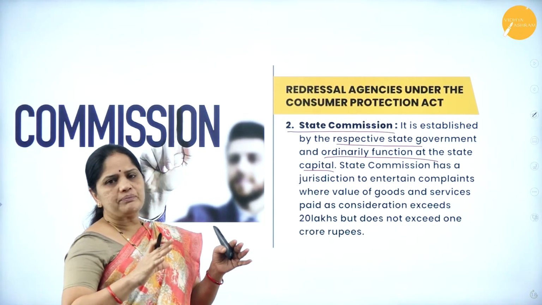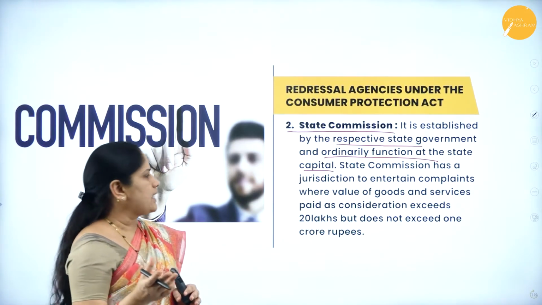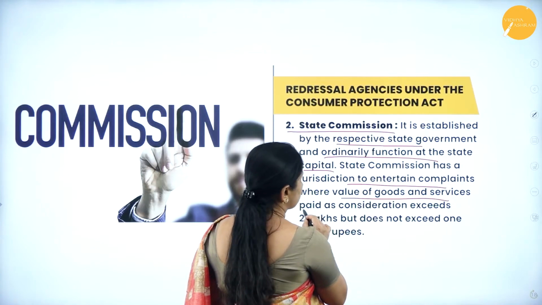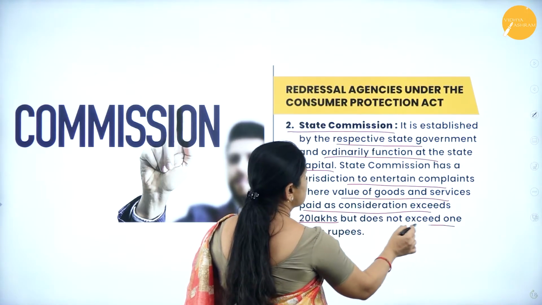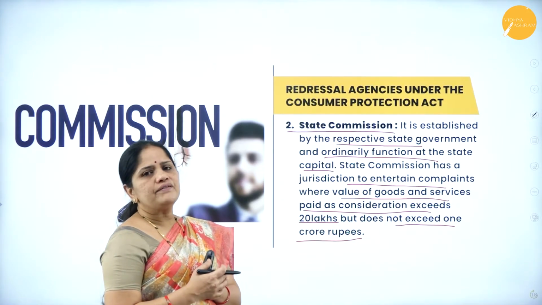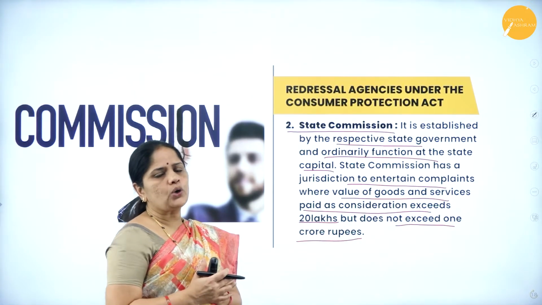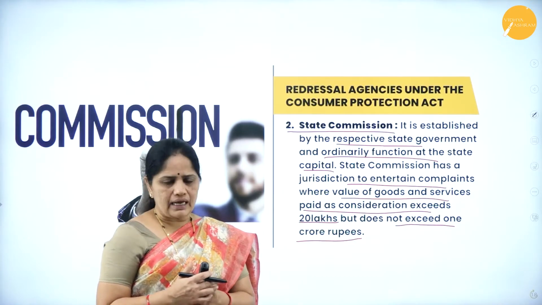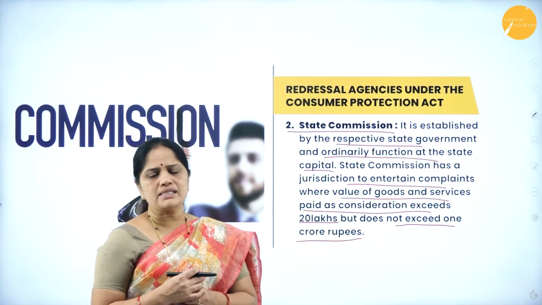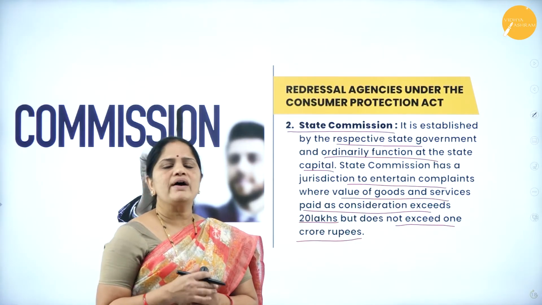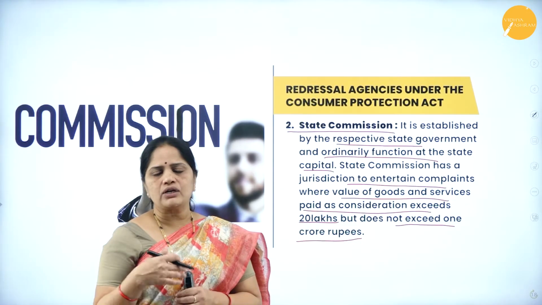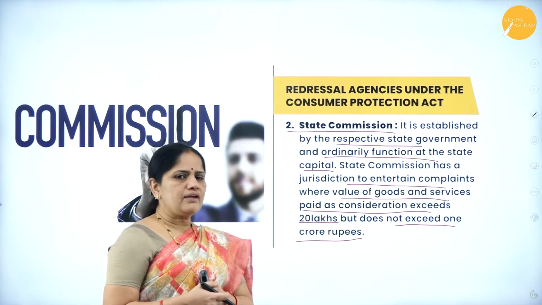So, the district forum will be at the district level, and the state commission will be at the state capital, and the state commission has a jurisdiction to entertain any complaints where value of goods and services paid as consideration exceeds 20 lakhs but does not exceed 1 crore rupees. Now, this state commission will entertain all those complaints which are more than 20 lakhs but less than 1 crore rupees. So the products should not be of a higher value than 1 crore. It is the responsibility of the State Commission to see that the consumer is given a proper hearing. So if any of the parties who have gone to the district forum are not satisfied with the verdict of the district forum, they can always go in for the State Commission. They can appeal, and then they can get proper relief for their grievances.